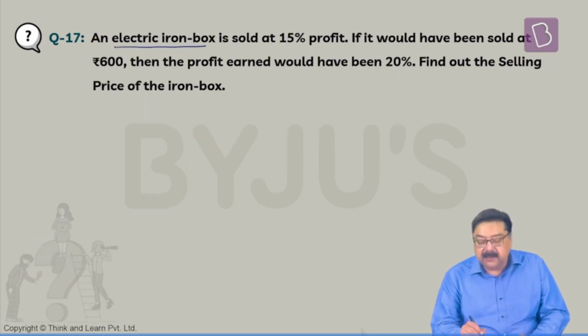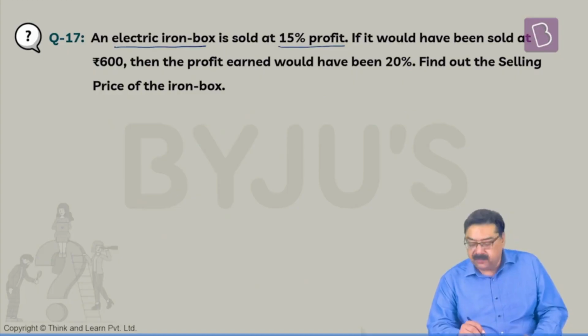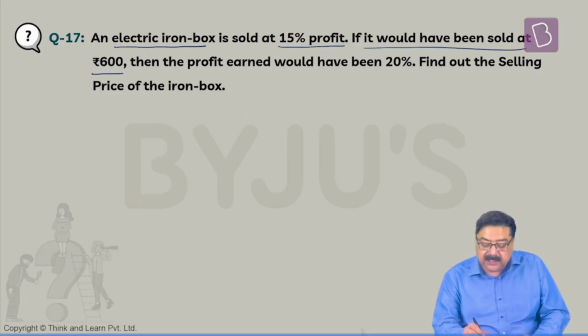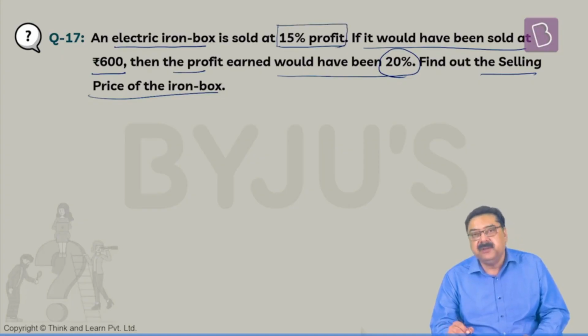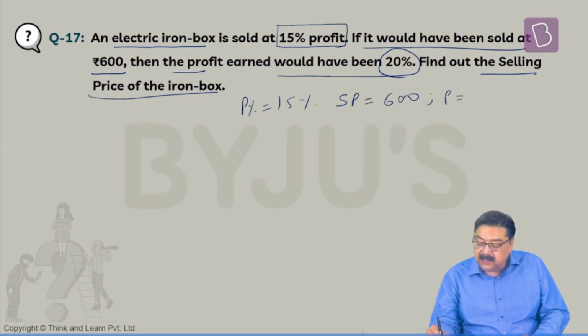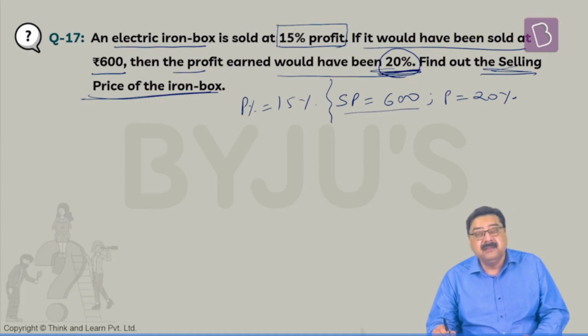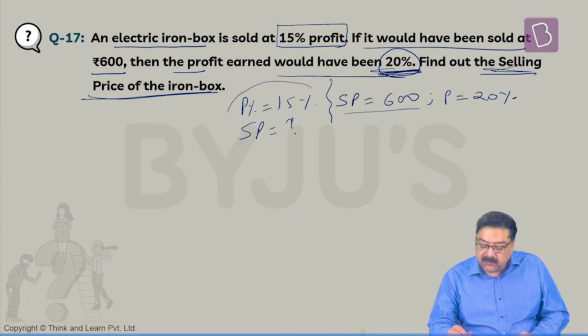An electric iron box is sold at 15% profit. If it would have been sold at rupees 600, then the profit earned would have been 20%. Find out the selling price of the iron box. See, currently the iron box is sold at 15% profit. That is the profit percent. But if the selling price would have been rupees 600, then profit earned would have been 20%. Now this is not the original selling price, otherwise the answer would be 600. But we need to find out the selling price when it gets sold for 15%.